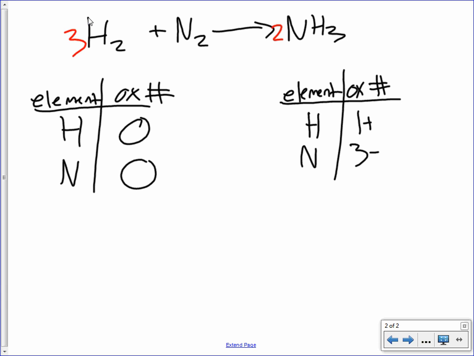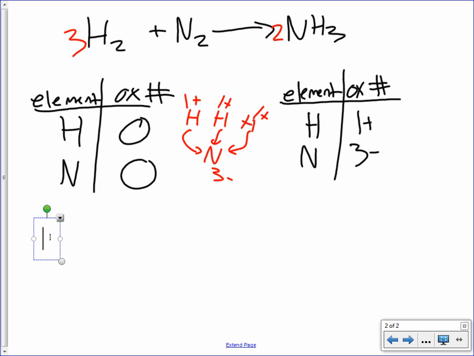Now we want to take the next step. So, anytime you have a redox reaction, remember we said electrons are being transferred back and forth. So in this case, when you have NH3, you have 3 hydrogen, 1 nitrogen. Each hydrogen gives up an electron to nitrogen. So now they're all going to be 1 plus. And nitrogen picks up a 3 minus with those 3 electrons that it gained. Okay, so again, this transfer of electrons is what drives the reaction. And when this happens, we say nitrogen was reduced.